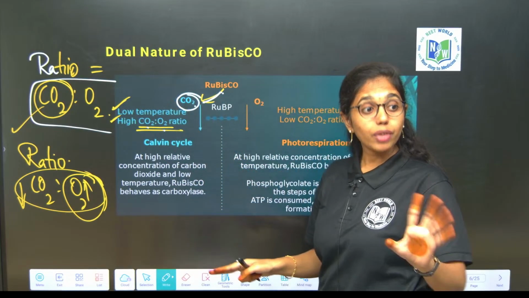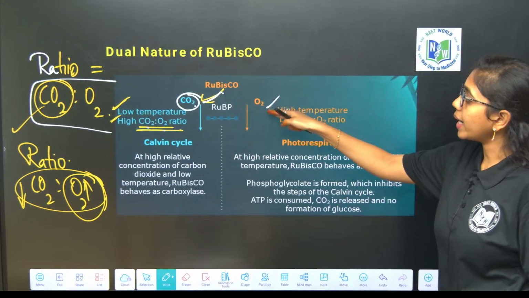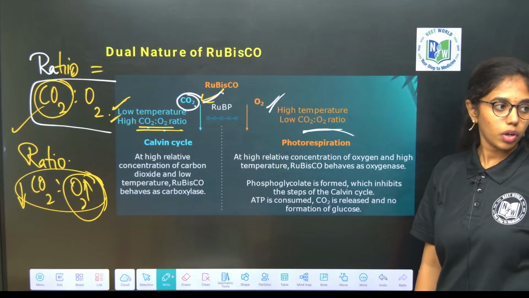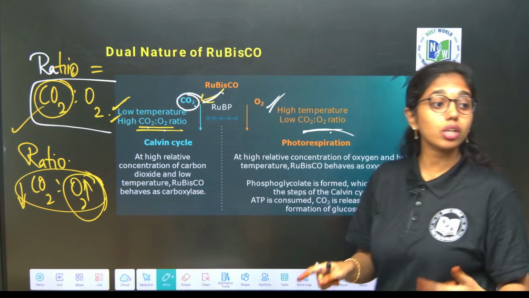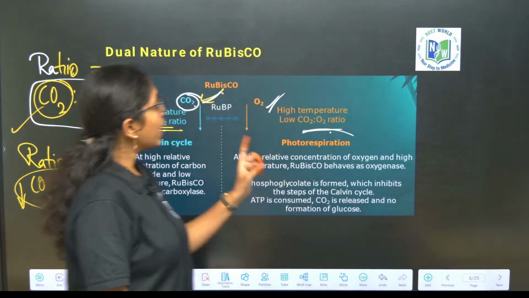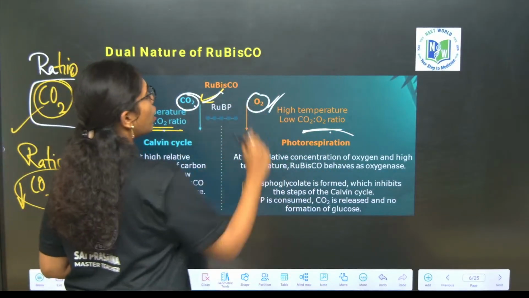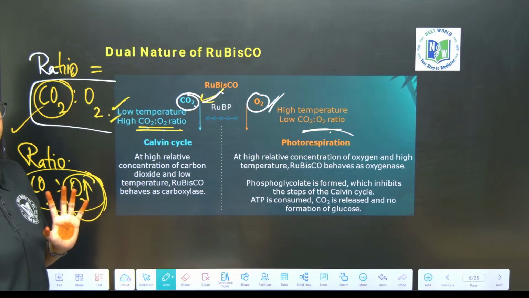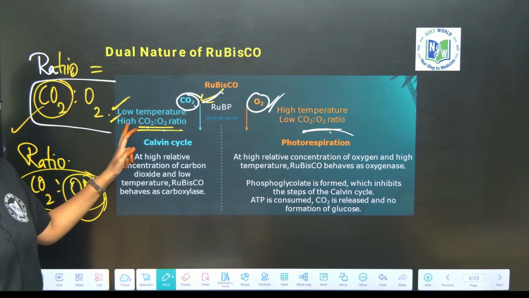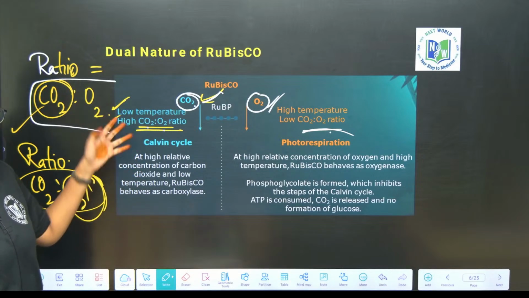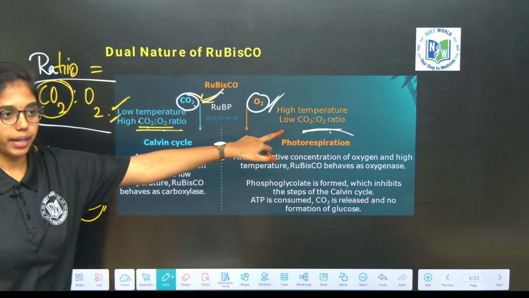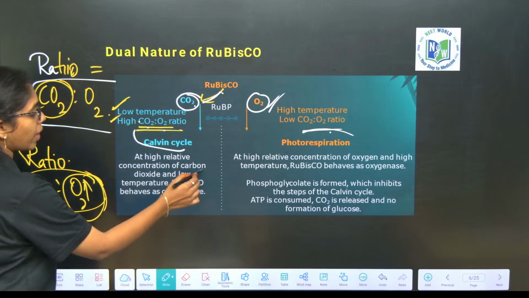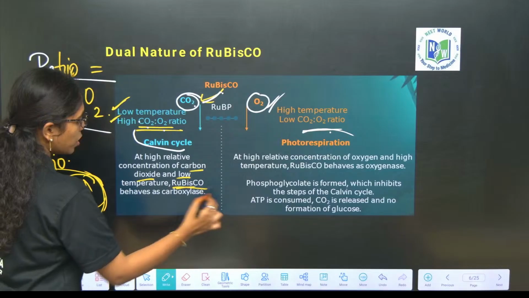Carbon dioxide. But when the scenario differs, at high temperature, there will be a low ratio of carbon dioxide to oxygen, because carbon dioxide will be solubilized easily. In that case, Rubisco will bind with what? Oxygen. So, in polar plants also C3 will only take place, because there will be a high CO2 to oxygen ratio at low temperatures. Fix this in your mind. Now, in the Calvin cycle at high relative concentration of carbon dioxide and low temperature, Rubisco will behave as what?